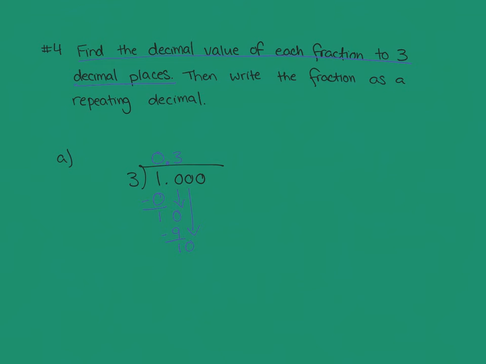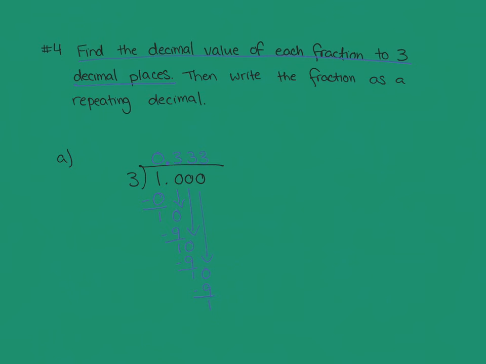Bring down the 0. 3 goes into 10 3 times. 3 times 3 is 9. Take away equals 1. Bring down the 0. 3 goes into 10 3 times. 3 times 3 is 9. Take away equals 1. As you see, this pattern can keep going forever. So we're going to stop after the 3 places.